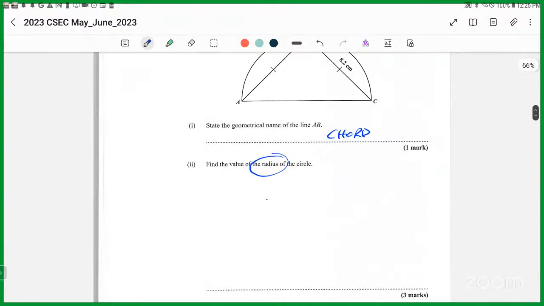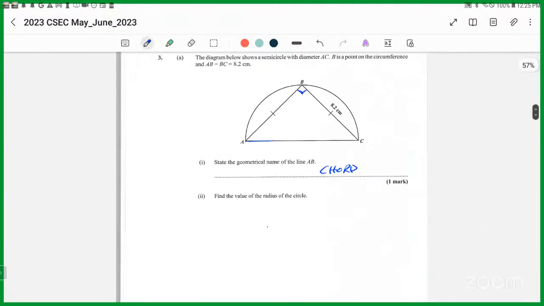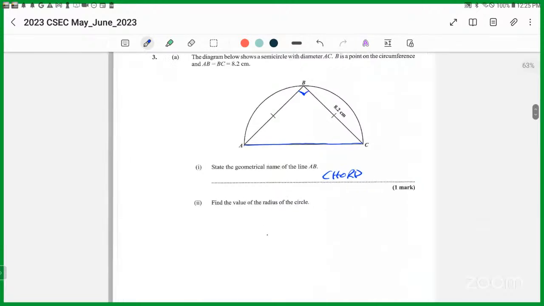Let me see if I can do it maybe two ways here. Let's do one where we're finding the diameter and then dividing it by 2. Let's do it that way first, all right? So the radius is half the diameter. That's the method we use.